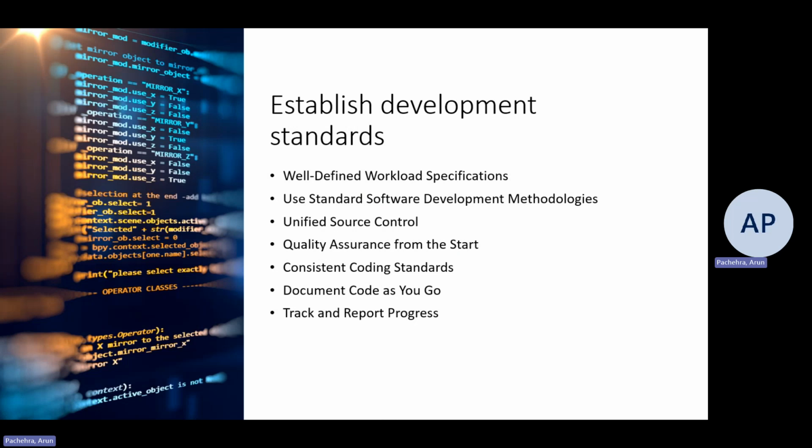All right, so how efficiently our team develops software by setting common development practices, ensuring high quality, and tracking changes and success methods. These are the things we need to work upon to establish development standards. So the very first thing is we'll define workload specification, and it is really important. Write clear descriptions of what needs to be built and why, including all the technical and non-technical details.